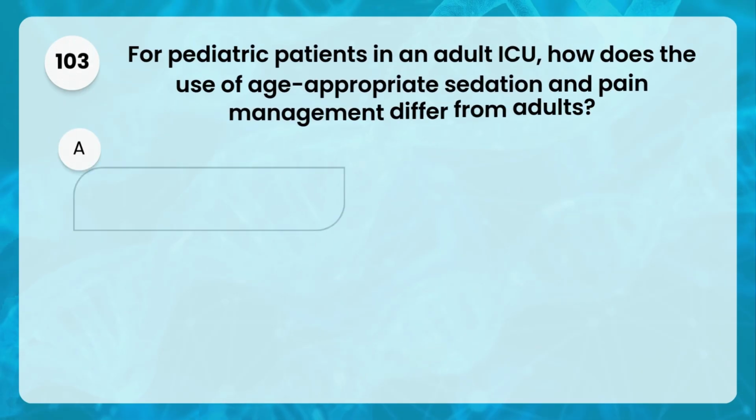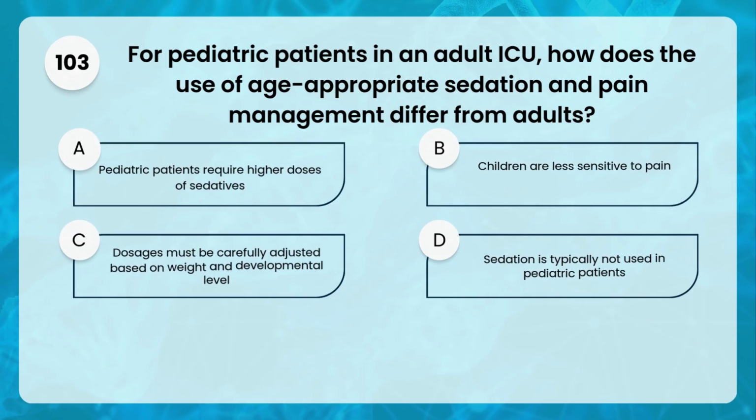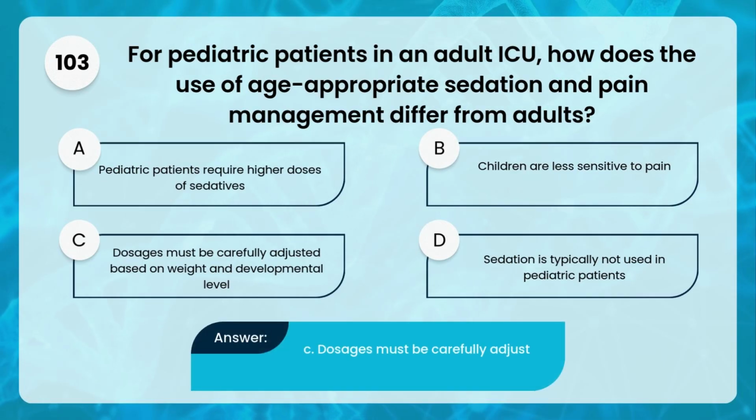103. For pediatric patients in an adult ICU, how does the use of age-appropriate sedation and pain management differ from adults? A, pediatric patients require higher doses of sedatives. B, children are less sensitive to pain. C, dosages must be carefully adjusted based on weight and developmental level. Or D, sedation is typically not used in pediatric patients. The answer is C, dosages must be carefully adjusted based on weight and developmental levels.